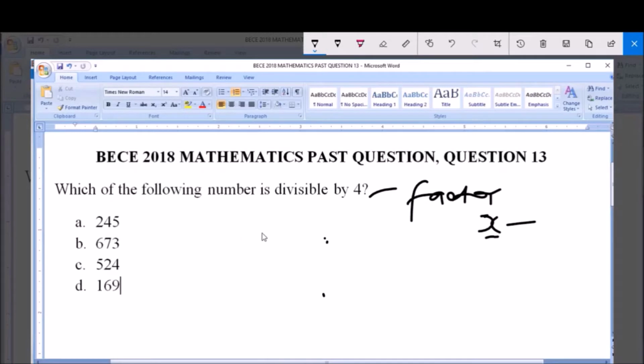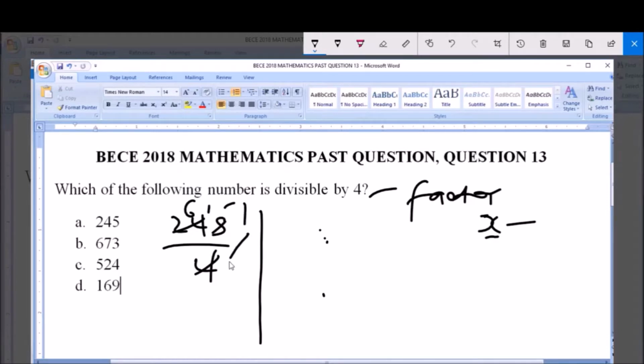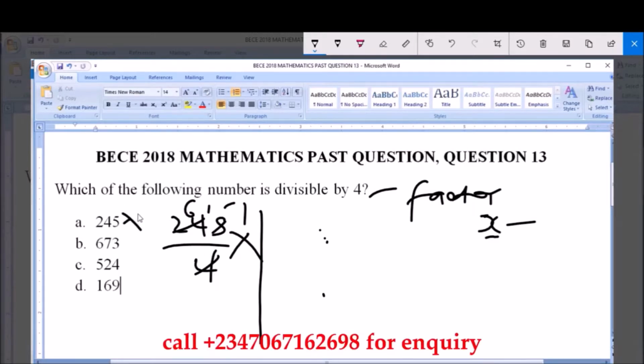Now let's start with 245. 245 divided by 4. Now let's start. 4 into 24, let's pick here. 4 into 24 will give us 6. Now I'm left with 5. Can 4 go into 5 without a remainder? No. It will definitely go into 5 once, remaining 1. So therefore it is wrong. 245 is not divisible by 4. That is, 4 is not a factor of 245.